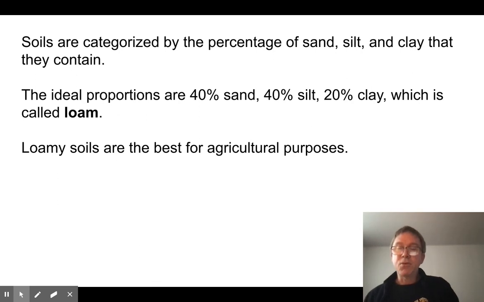So the ideal proportions for the perfect soil, this is the soil you want: 40% sand, 40% silt, 20% clay. The sand gives me drainage and structural support. The silt gives me good water retention. The clay gives me even more water retention. But if I have too much of this, then I don't get enough drainage. So when we have this proportion, 40, 40, 20, we call that loam. And a loamy soil is what you want in order to grow crops. Now, you can grow in other things, but this is sort of the best.